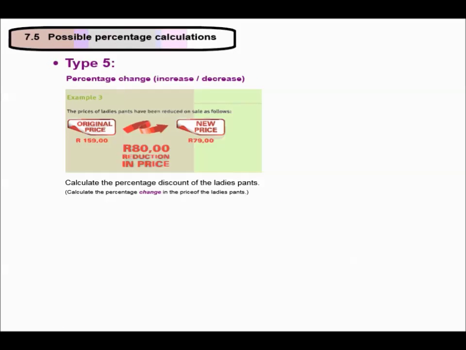Let's look at type 5, percentage change. This is the most difficult of all the percentage calculations. So think of it as saying, okay, calculate the percentage discount. So my answer has got to be a percentage. And I often say, oh no, this is such a difficult calculation. No. So I'm going to say new minus old over old times 100%.